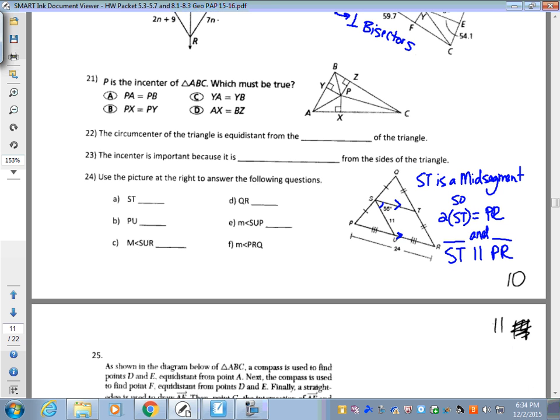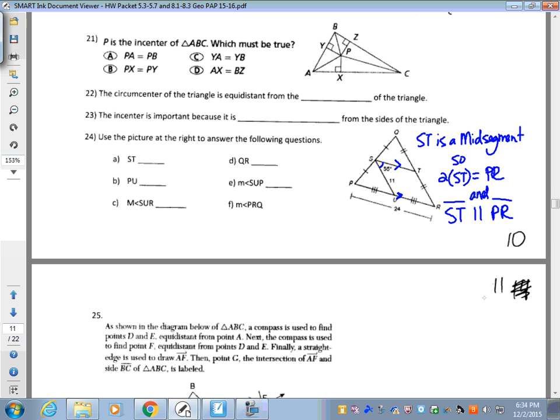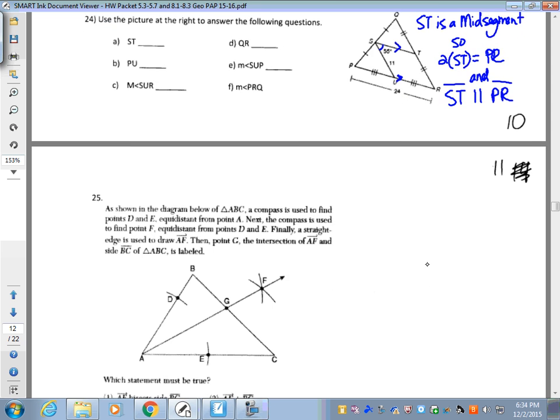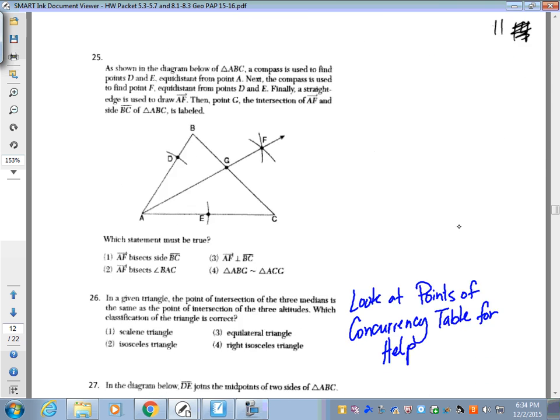24 is going back to mid-segments. You'll see that on the 6 weeks exam. ST is a mid-segment. They're showing you that with the tick marks. Okay, 2 midpoints being connected is a mid-segment. So things you need to remember, the mid-segment, you double it, equals its parallel side, which was the PR, and ST is parallel to PR. That will help you to find the missing angles. Remember, parallel lines create certain angles: same side interior, alternate interior, corresponding, things like that.